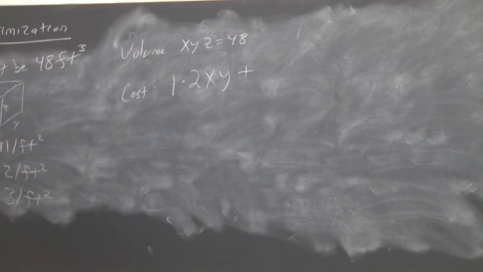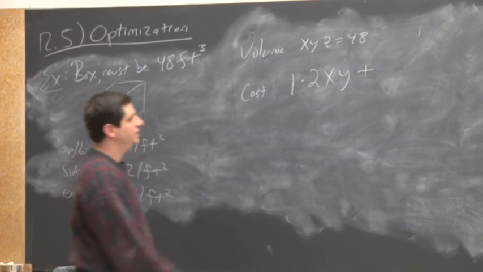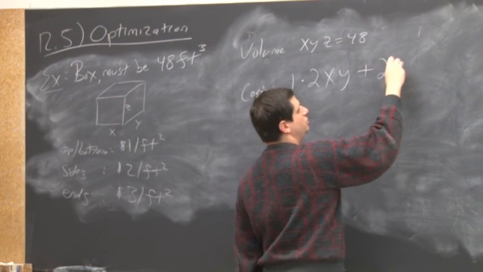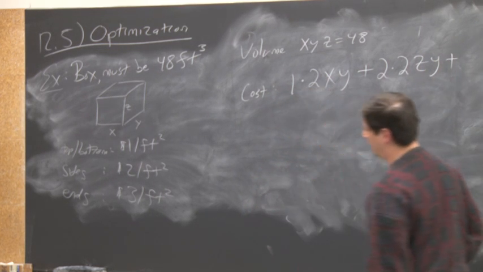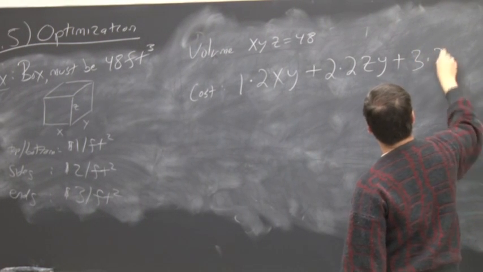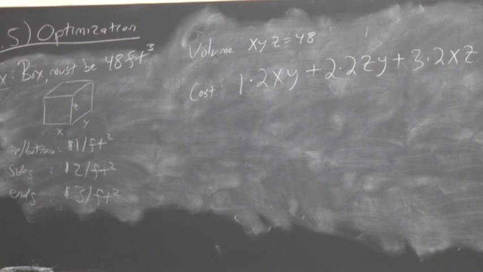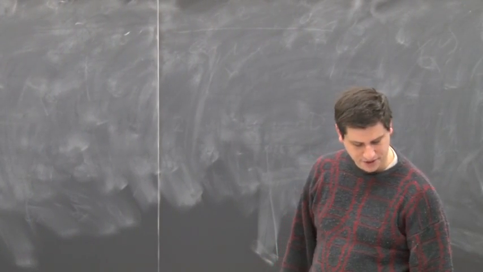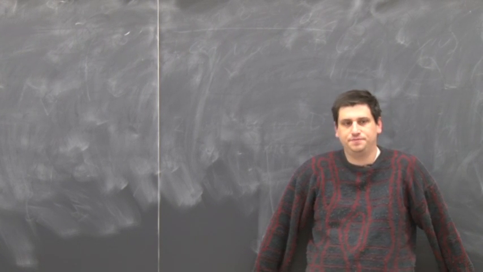Now I need the sides. The sides will be z times y. I have 2 of them again. Each one costs $2. 2 times 2zy. And then last I have the ends, which is going to be x times z, and those will be $3 each, and I have 2 of them. So I would love to minimize this function, but unfortunately it involves 3 variables and there's a constraint. So the question is, what's the best way to go about this?